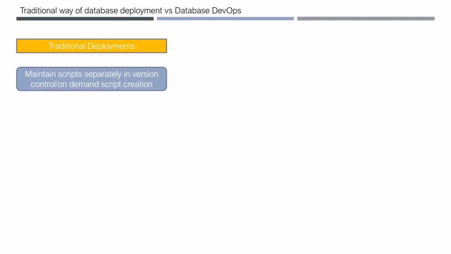But what is the problem? You don't know which scripts are related to which sprint, which scripts are related to which requirement. You don't have any idea because you are using it only as some kind of backup.